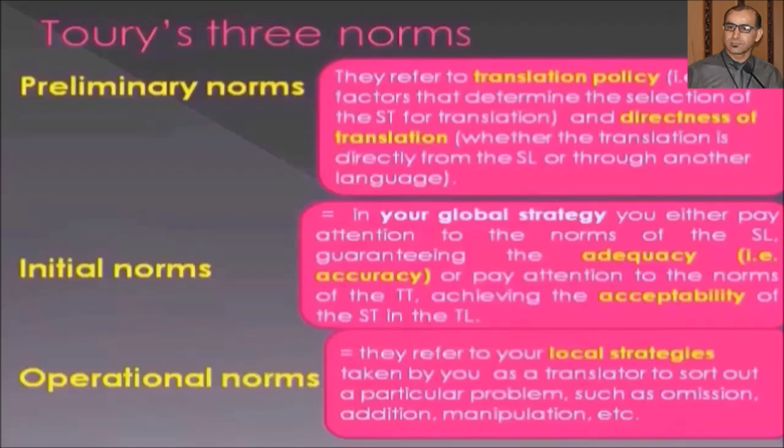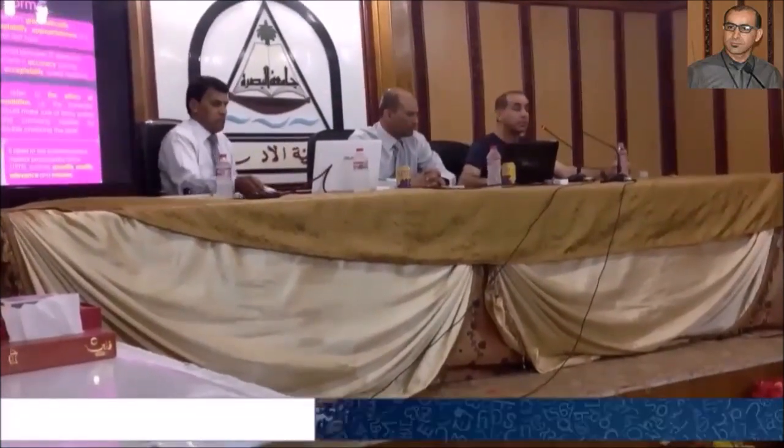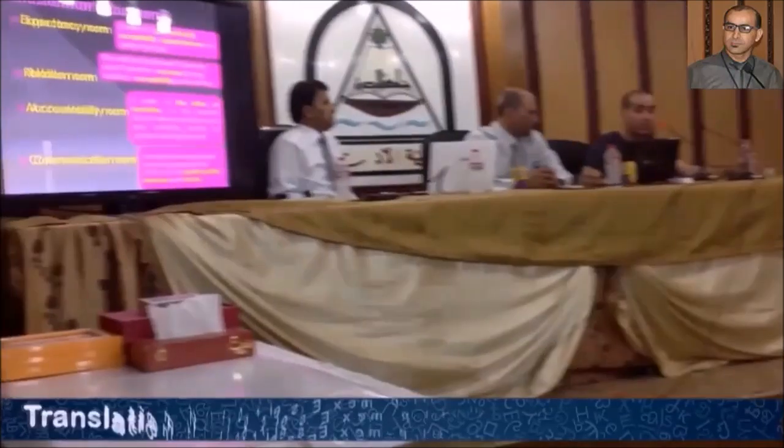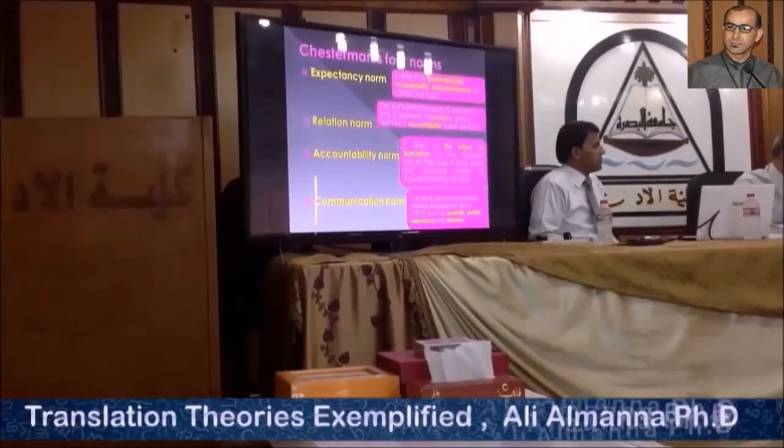Toury 1995 classified norms into three main types. The first one, preliminary norms, refer to either translation policy, that's to say, the factors that determine the selection of the source text for translation, or the directness of translation, whether the translation is directly from the source language or through another language. And the second type of norms, according to Toury, initial norms. Here we talk about your global strategy.